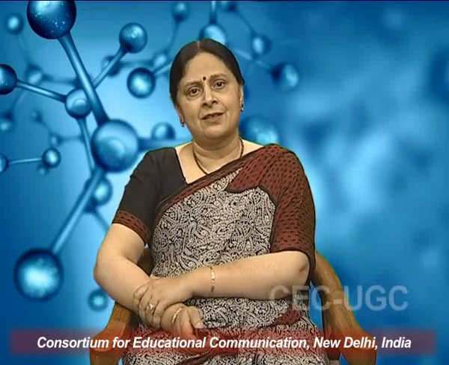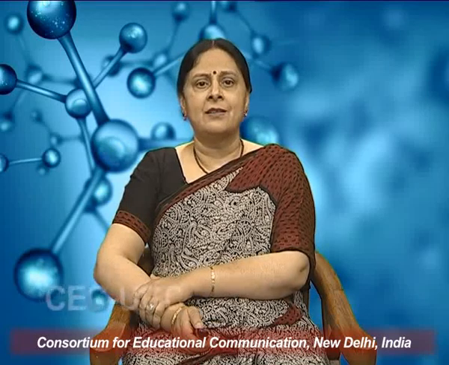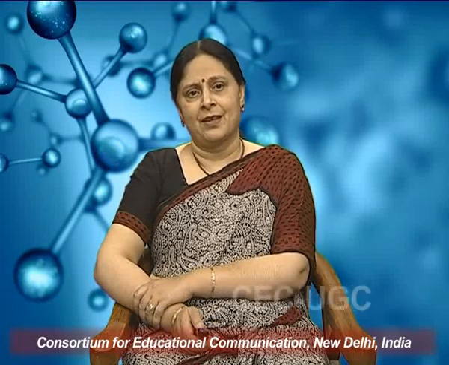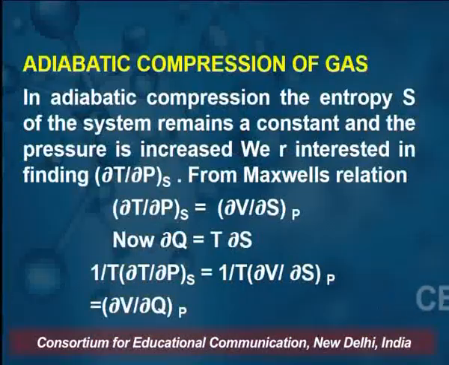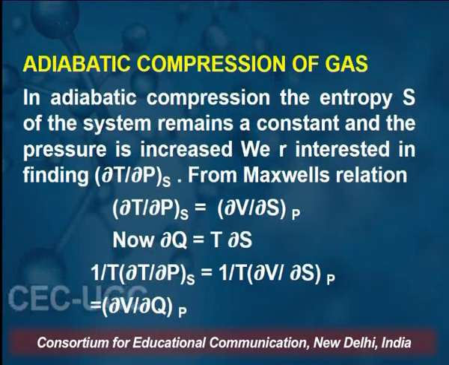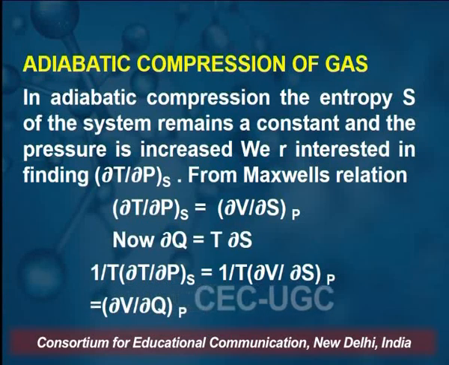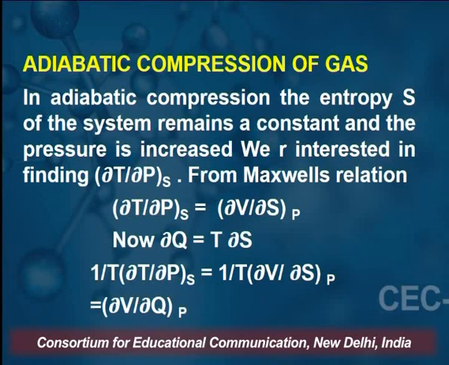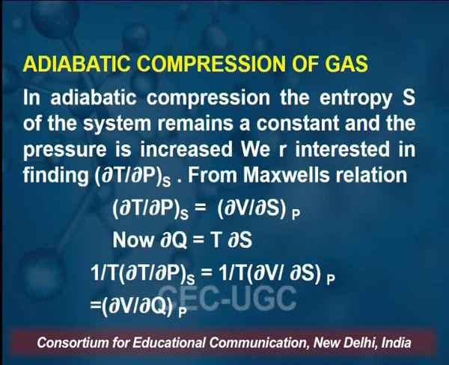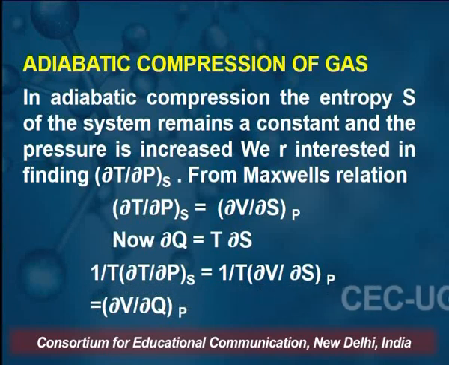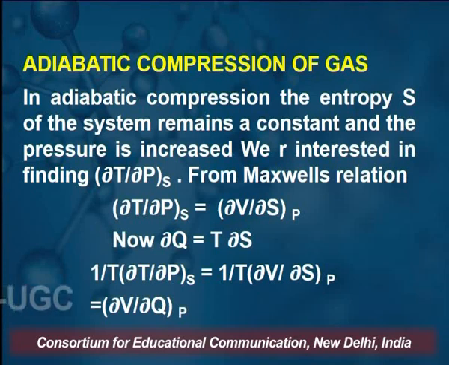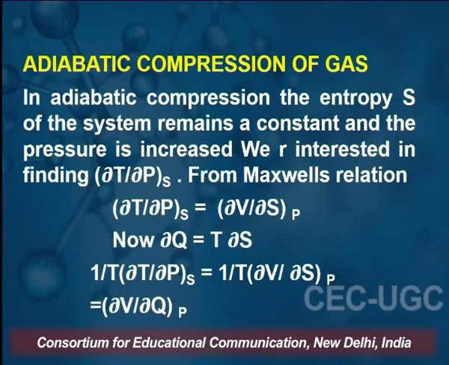Now let us consider the opposite process, that is, a process in which the compression of a gas takes place under adiabatic conditions. In adiabatic compression, the entropy S of the system remains constant and the pressure is increased, because we have to compress the gas. We are interested in finding (∂T/∂P) at constant S. Why constant S? Because we are finding it for adiabatic conditions.